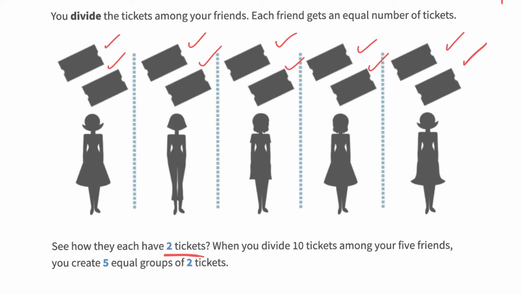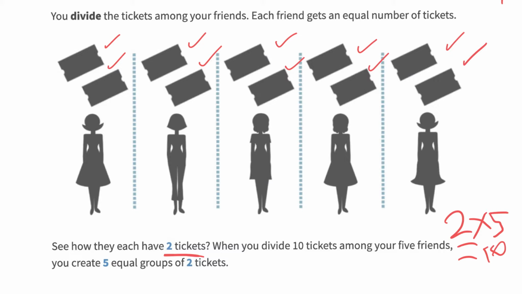Can you write it as a multiplication sentence? You can put it down here. 2 times 5 equals 10. Excellent. Now, how could you show this as a division sentence? Think about how many tickets we started with. How many tickets did you start with altogether? 10. Okay, so you started with 10, and then you had to divide it among how many friends were there? 5.